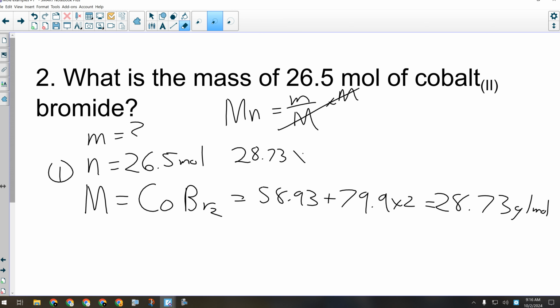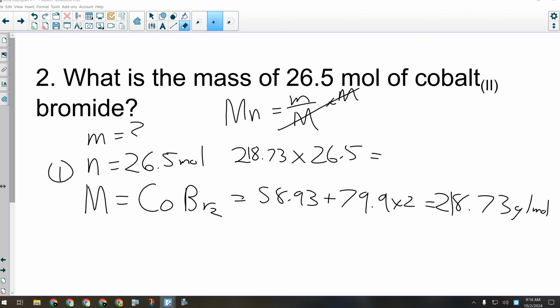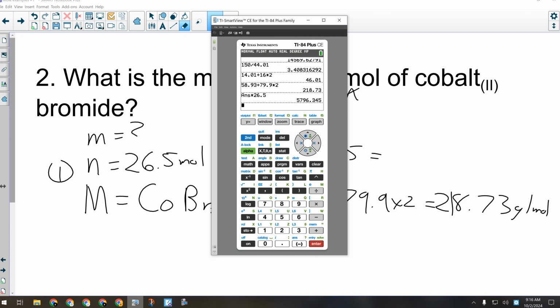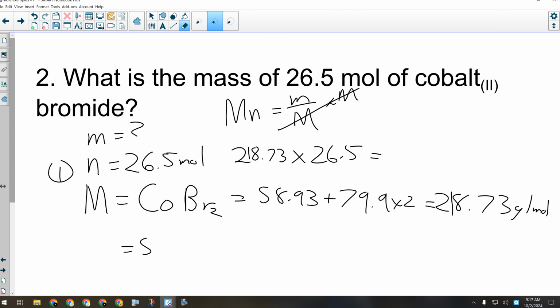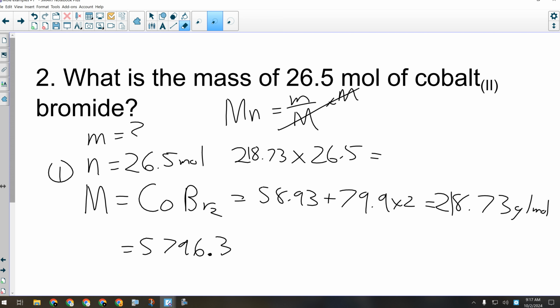Then we're looking at 218.73, sorry, missed that number, times 26.5. All right, so we are looking at almost 6 kilograms of that stuff: 5,796.35. What are my units? Grams, right. Okay, for that one. Questions on that?